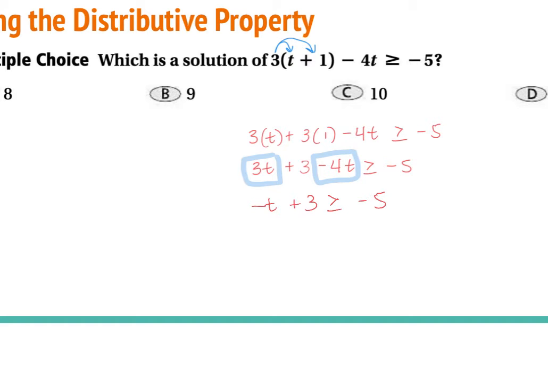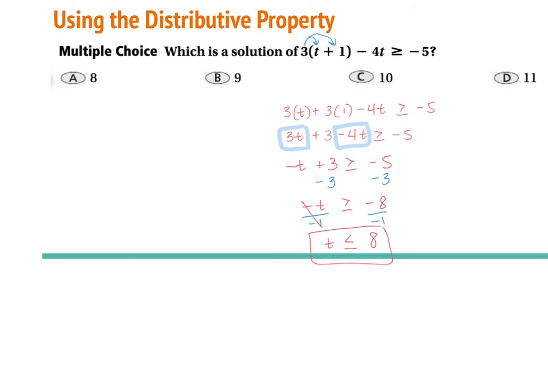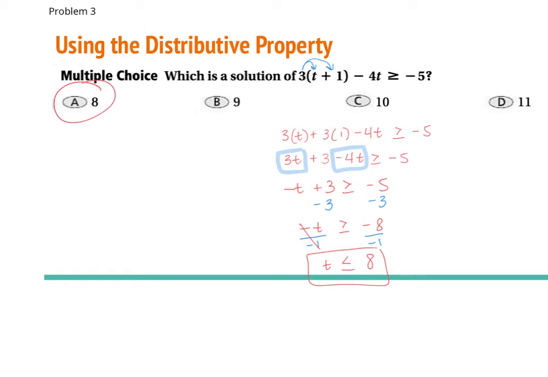Now we can try to get this 3 away. So we're going to subtract 3 from both sides. We're going to get negative t is greater than or equal to negative 8. Now, in order to get rid of this negative that's next to the t, you can either divide by negative 1 or multiply by a negative 1. But remember, when we're dividing or multiplying by a negative number, this inequality has to flip. So it's going to be t, because these negatives cancel, t is less than or equal to positive 8. And which of our solutions is less than or equal to 8? Only A. The rest of them are larger than 8.